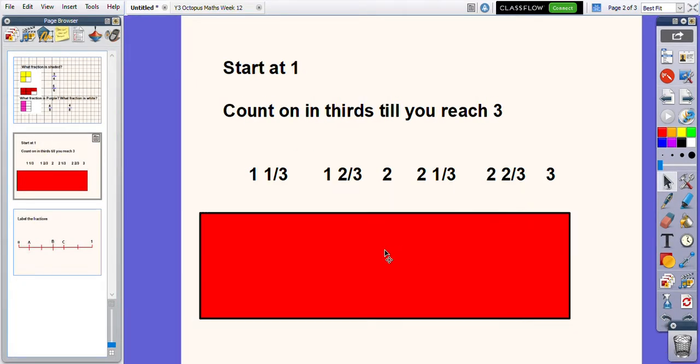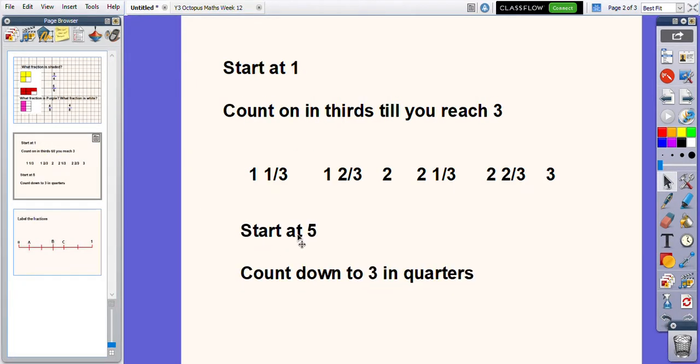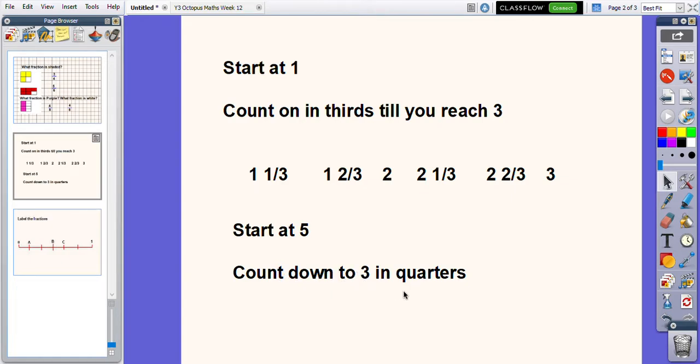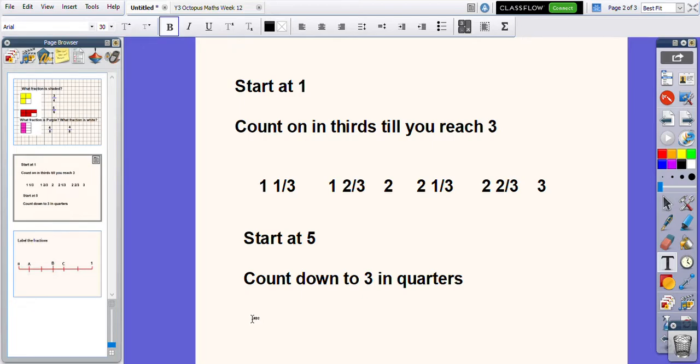You then might be asked to start at 5 and count down to 3/4. So this time we're going to be taking away our fraction. So we're going to start off at 5. Well, if I do 4/4, which is a whole 1, which is our quarters, if I do 4/4 and take away 1, I end up with 3/4. But what number do we have? What's the whole number that we have left? Well, that's 4. Because 5 take away a quarter gives me 4 3/4.